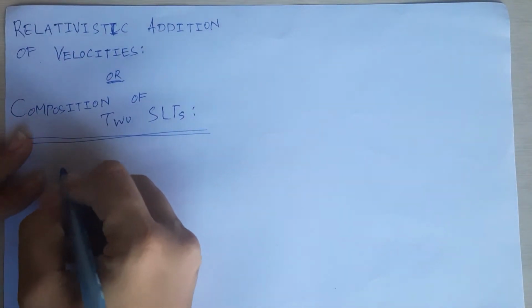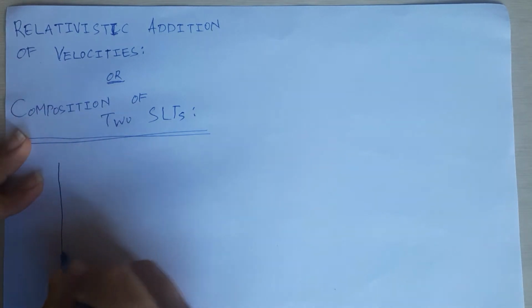In this lecture, we are going to discuss relativistic addition of velocities, which is also known as the composition of two SLTs. So let us start with two inertial frames S and S dash. Let the inertial frame S dash be moving with speed u along the x-axis relative to frame S. That is, here we have S and S dash in standard configuration with speed u.